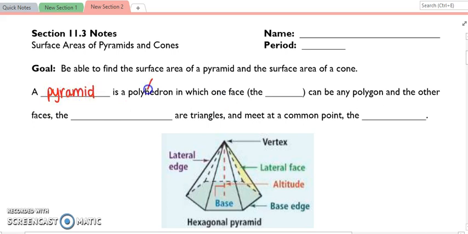is a polyhedron, and remember that's just very fancy for saying something that's three-dimensional, in which one of the faces, one and only one, and this is also going to be our base, can be any polygon. So our base, for example, like the one below, could be a hexagon, it could be a square, it could be truly any polygon that we've studied, but all of the other faces have to be triangles. Okay, so those lateral faces are going to be triangles.